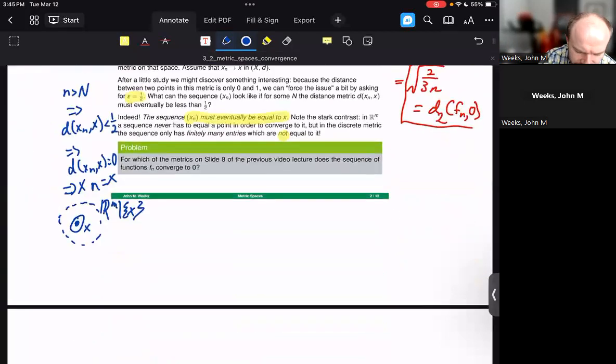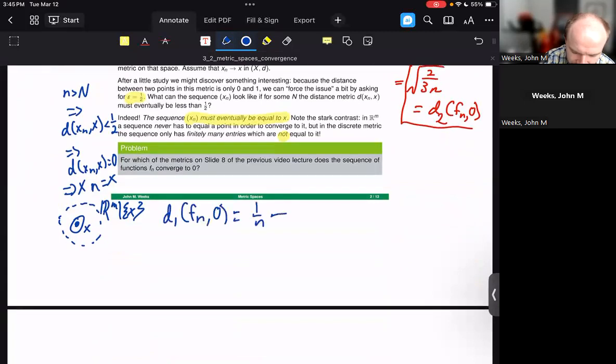So the distance D1 of f sub n to 0 was equal to 1 over n, and we know that this goes to 0 as n goes to infinity. This means that f sub n converges to 0 in the D1 metric.